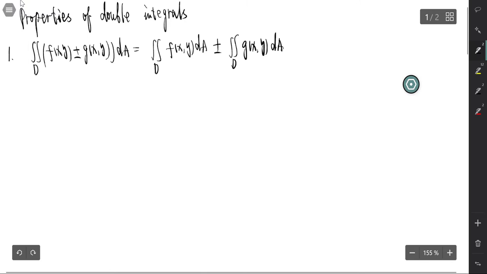So we want to prove it. We want to prove it because it's directed from the definition.